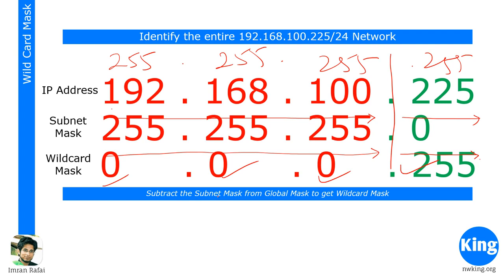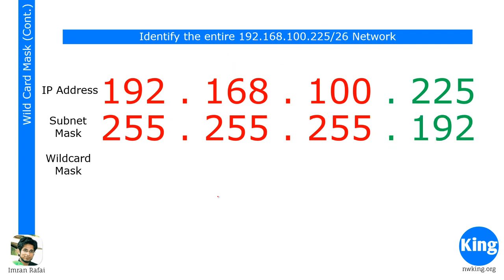So if at all you have a subnet mask, immediately subtract the subnet mask from the global mask, and then you get the wildcard mask. Now this is true a lot of times, but it's not always the case, like you will see in a couple of slides later. So let's look at another one.